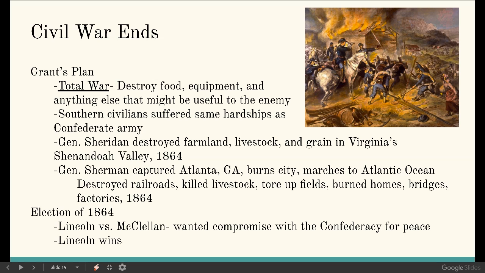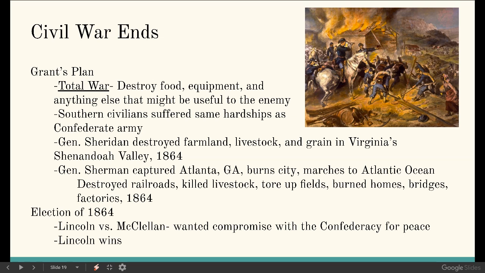Now, this is very common in wars, but it's going to be particularly devastating to the Southern civilians who are suffering a lot of the same hardships as the Confederate Army, lack of food, lack of resources for their survival. So we get two major instances of this total war plan being played out. Union General Sheridan started destroying farmland, livestock, and grain in the Shenandoah Valley in Virginia in 1864. So major destruction for the South.